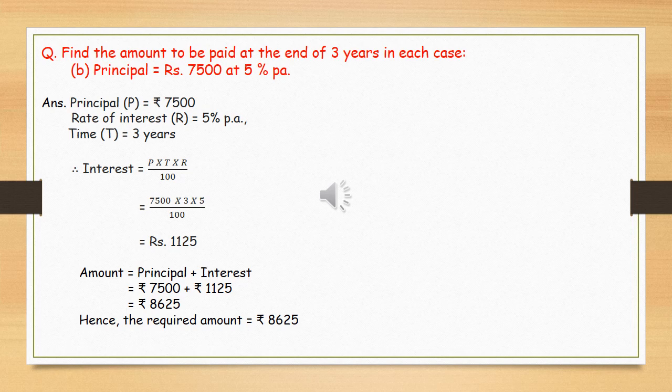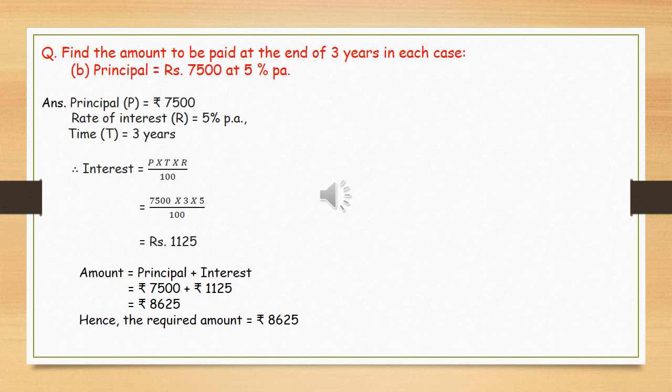Now we'll be solving part B. Principal given is rupees 7500 and rate of interest is 5% per annum. First we'll be writing down the given data with proper symbol. Principal P is equal to 7500, rate of interest R is equal to 5% per annum, time T is equal to 3 years, interest is P into T into R by 100.